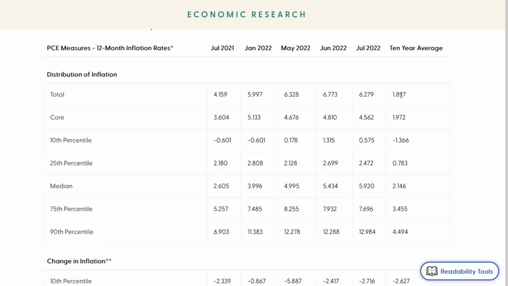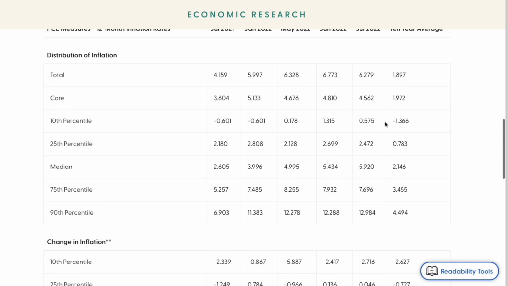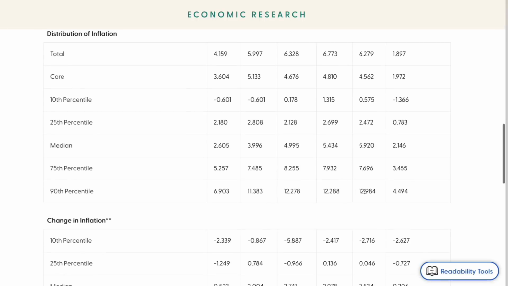A little higher than what total inflation is on average. This is where it gets a little bit more interesting. The 10th percentile was negative 1.366. Now it's positive 0.575. So you can see at each percentile along the way how much higher it is. Median 5.9 versus 2.146. The 90th percentile 12.98 versus 4.4.